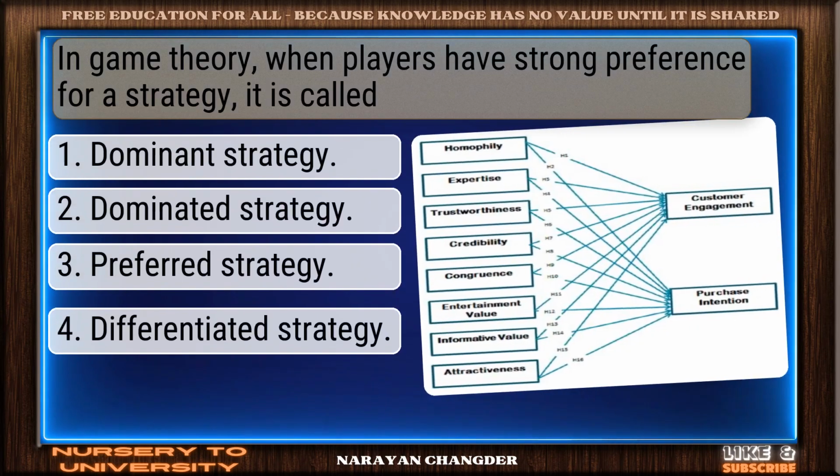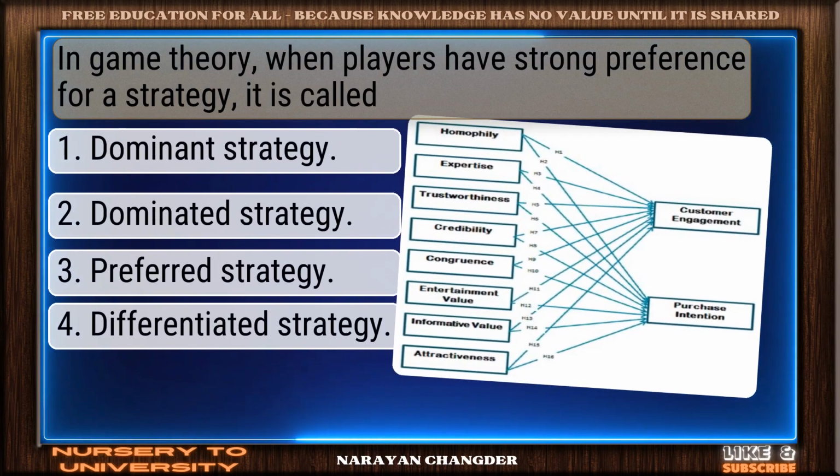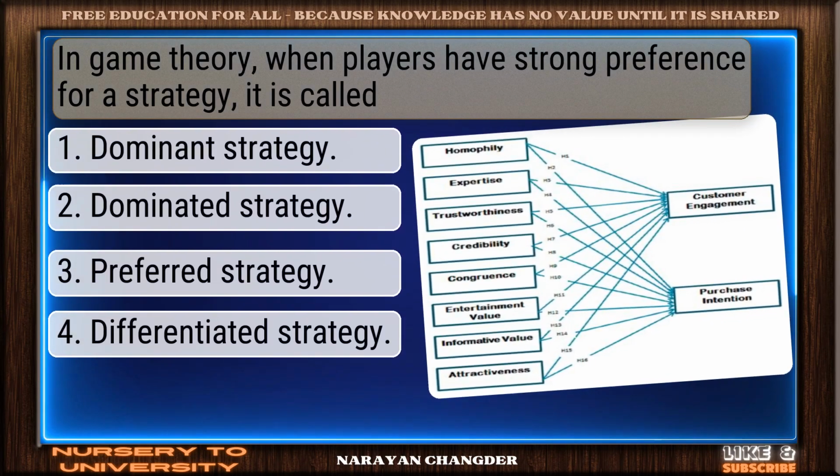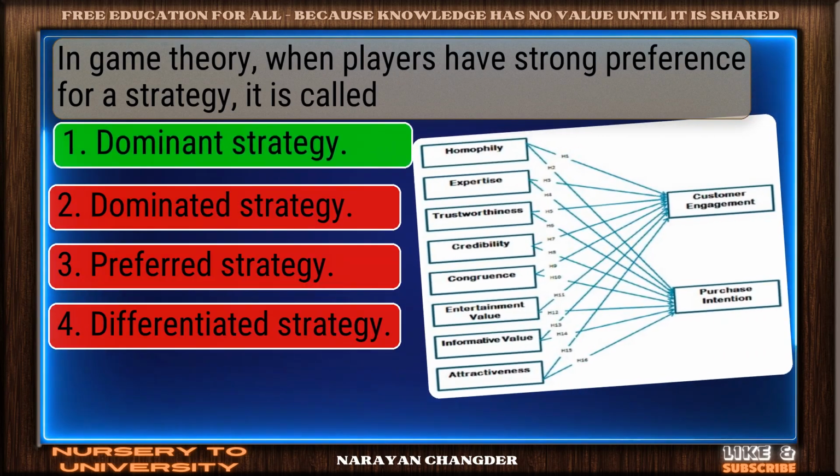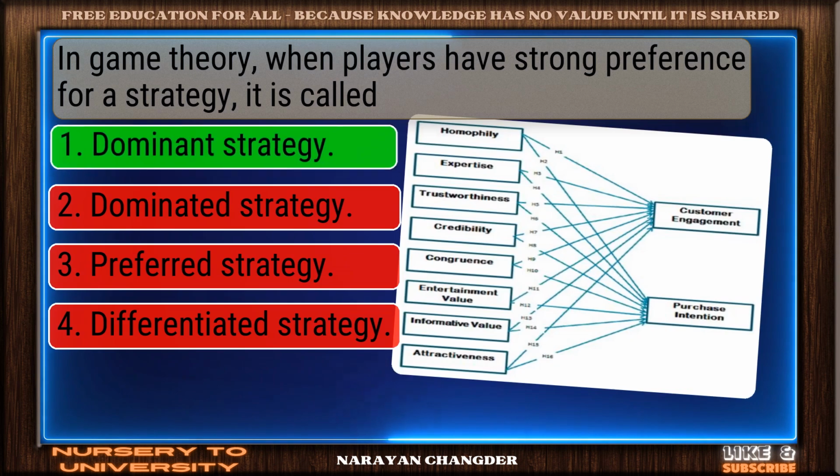In game theory, when players have strong preference for a strategy, it is called... You're right. Dominant strategy is the correct answer.